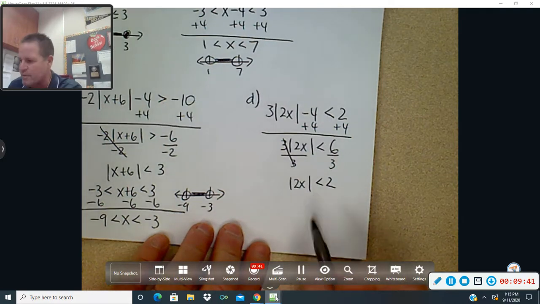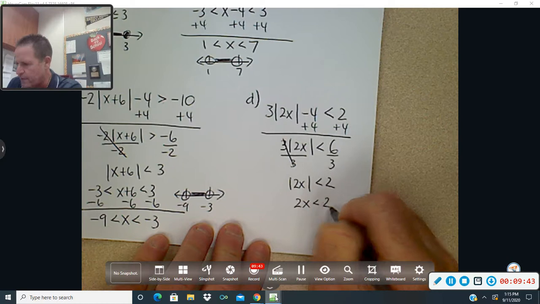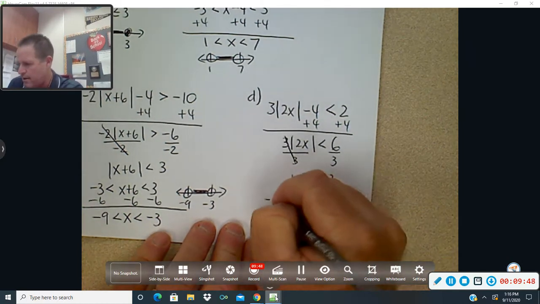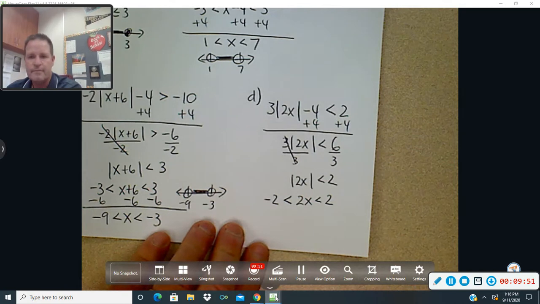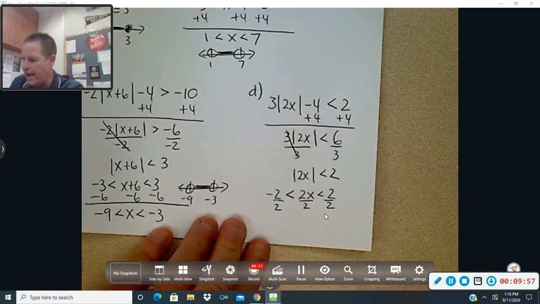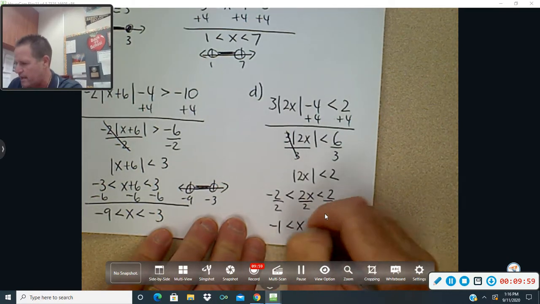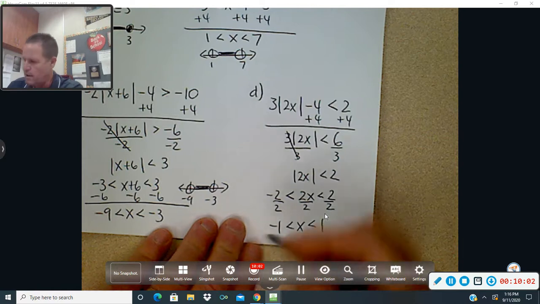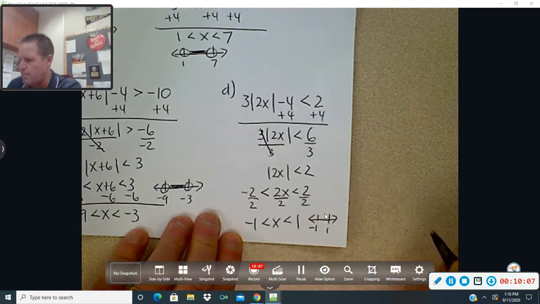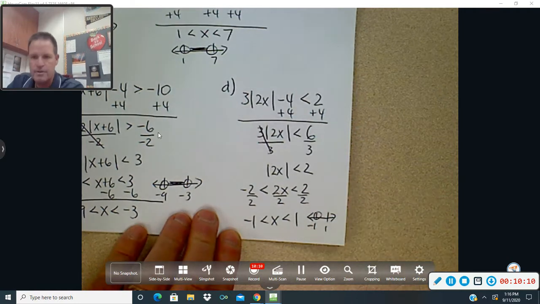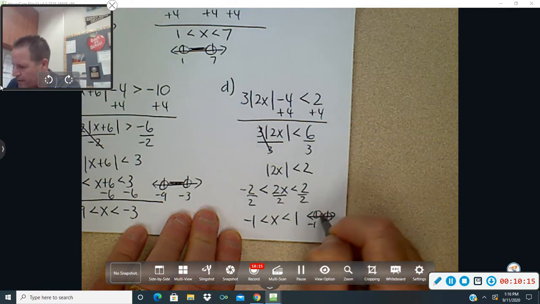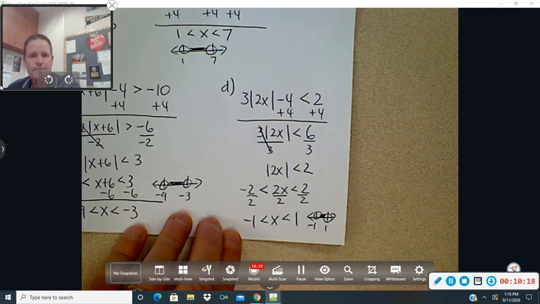Less thans are sandwiches. So we're going to write the first one as is. Sandwich it with the symbol going the same way. Negative 2. Got it. Divide every part by 2. And you will have negative 1 is less than x is less than 1. And there we go. We have it. If they ask me to graph, negative 1 over here, positive 1 over there, circles at both. We don't need to color it in, but everything in the middle of it is going to get shaded.